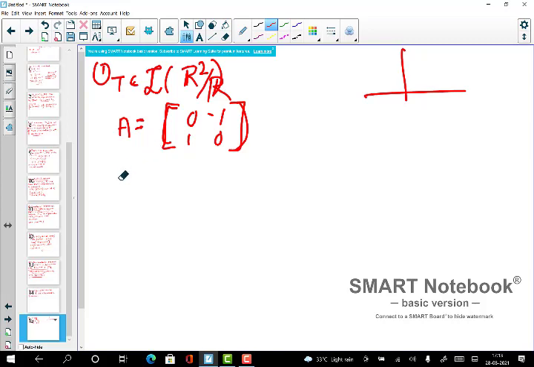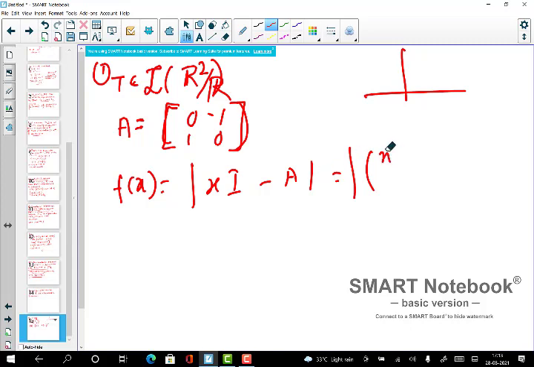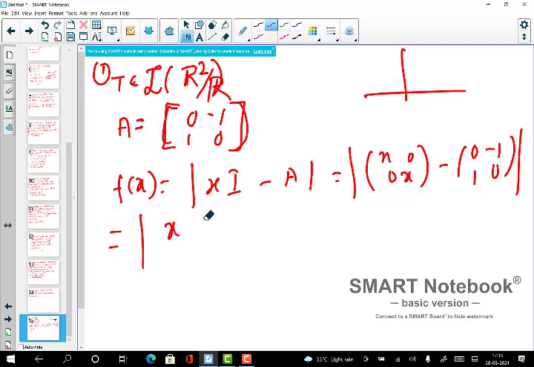So if you want to find out the characteristic polynomial, say f(x), what will be the f(x)? f(x) will be the determinant of xI minus A, and what is that? Let me define the matrix first. xI is x times the 2 by 2 identity matrix, which is x, 0, 0, x, and A is 0, -1, 1, 0. So the determinant of the matrix x, 1, -1, x is x squared plus 1.